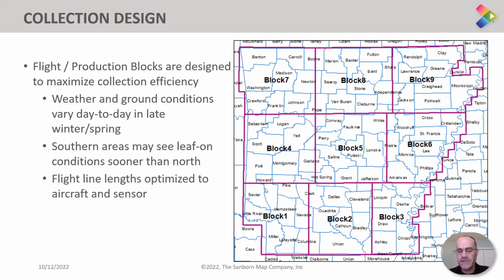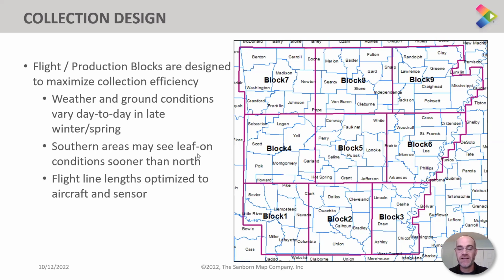And then we're optimizing our flight line lengths based on our aircraft and sensors. So again, this is a kind of a proven approach for us. It's how we designed the 2017 flights and how we anticipate designing the new flights as well. I mentioned a couple of the criteria there. It's not listed here, but I think it's worth mentioning. Leaf off is a primary criteria for this collection.